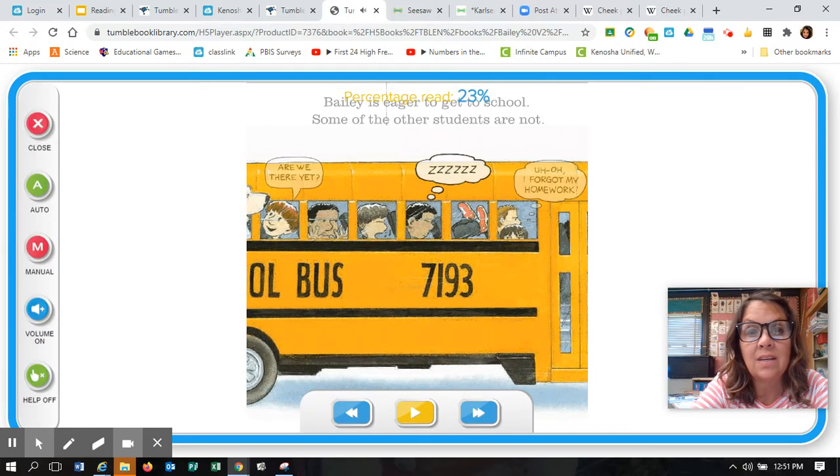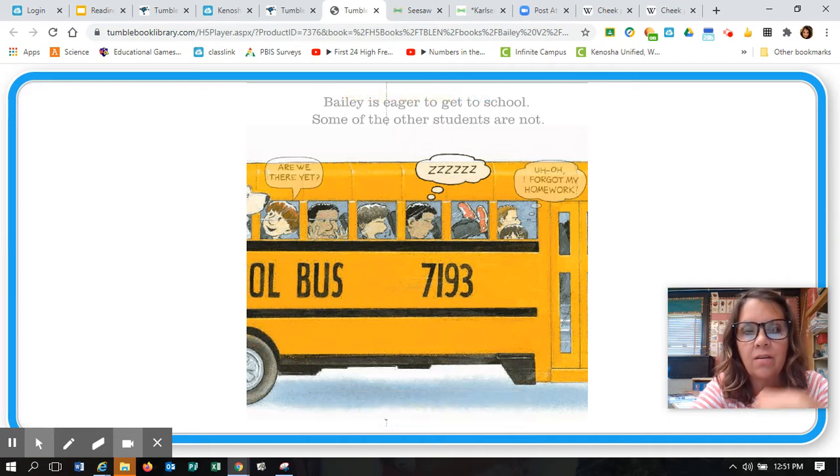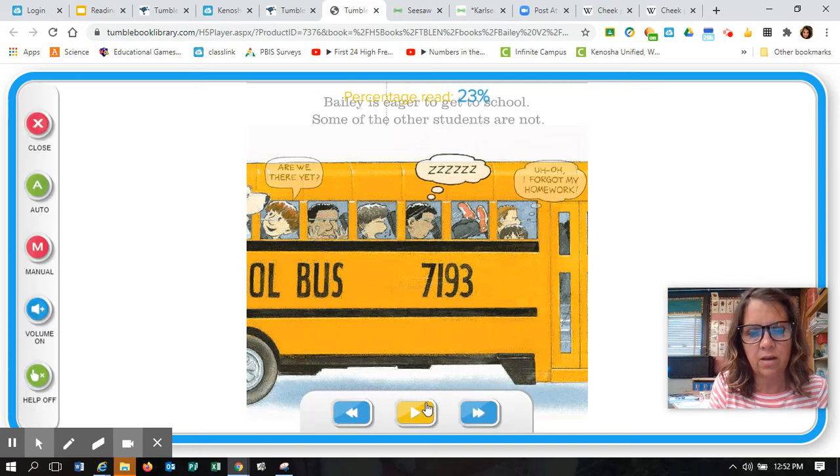Wow, it said he was eager to get to school. Eager? That's a new word for me, eager. Does anyone know what that means if he was eager to get to school? Let's pause. Yes, when you're eager to do something, you really want to do it. So he really wanted to go to school. So that could tell us that Bailey likes school. That's another detail we could add.